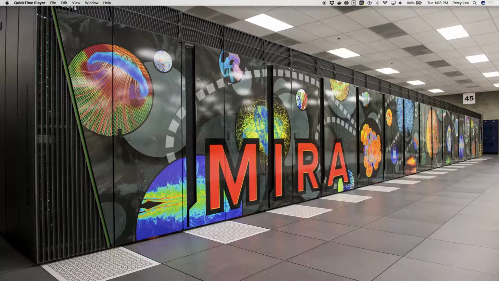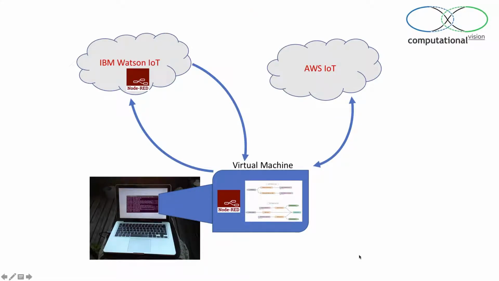I'm going to begin with just a simple diagram to illustrate what the architecture looks like. So what we have is my laptop, a MacBook, and I'm running a VM in it, VirtualBox. And in VirtualBox, I have a NodeRED instance loaded and some other node modules, and we'll talk about that in the next slide. I have two accounts, IBM Watson IoT and AWS IoT. We'll describe how to acquire those accounts and provision them and set them up in another video.